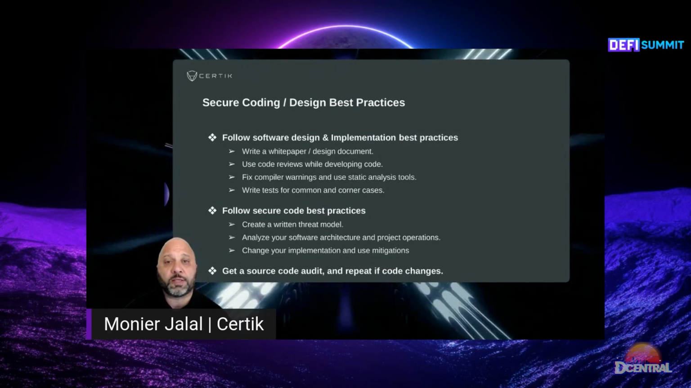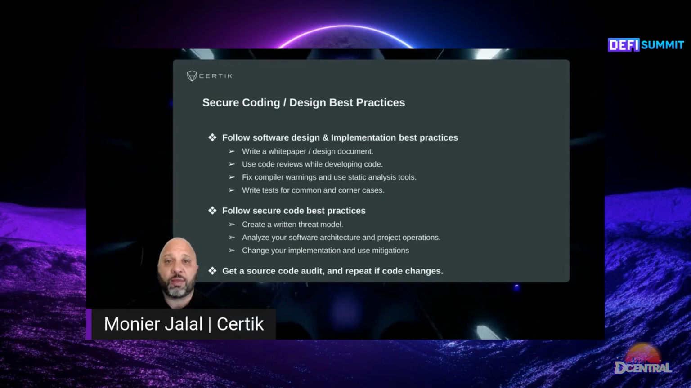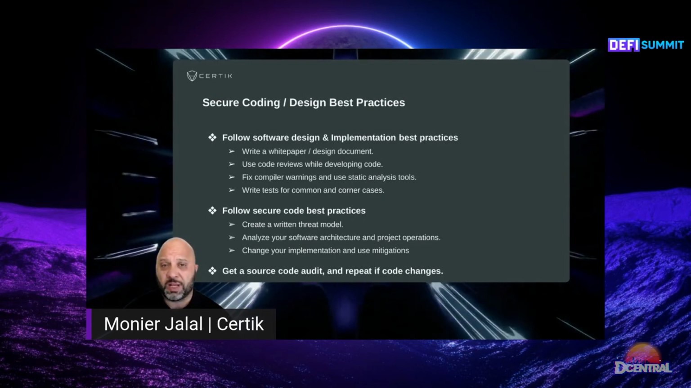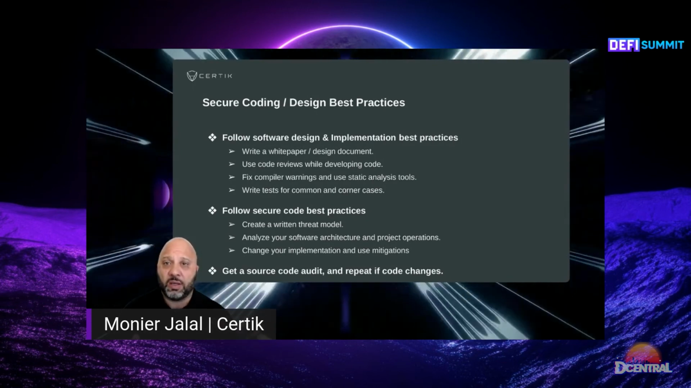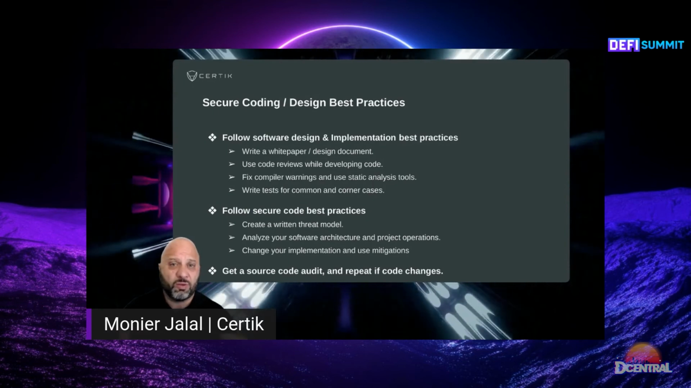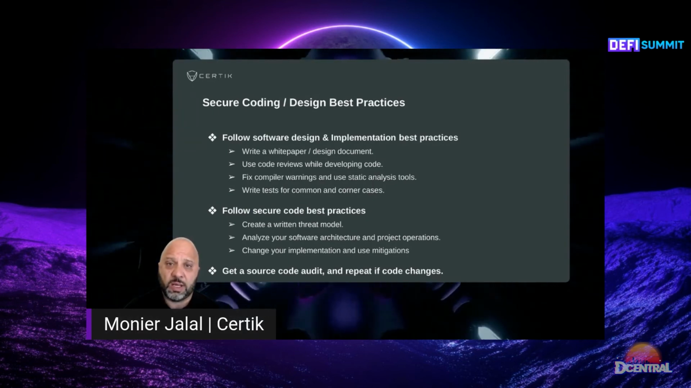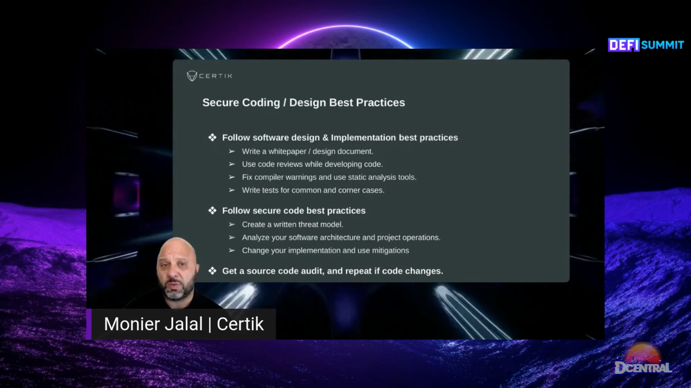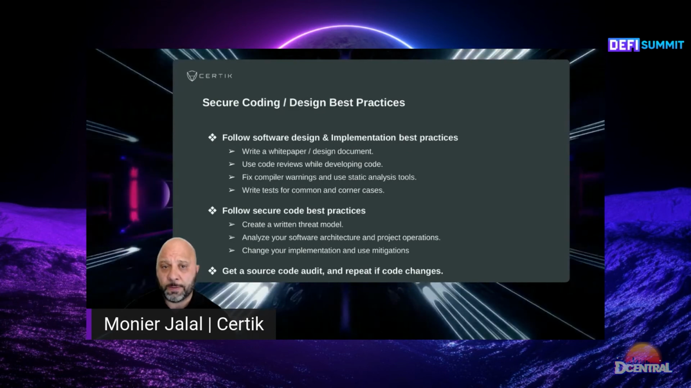For secure code best practices, I should say, you should create a threat model. Use concepts like a blue team, independent of the development team, to assess risk and model potential threats. Independent assessment by the blue team can also be used for looking at architecture specifications of the code, as well as providing recommendations of how to mitigate threats.